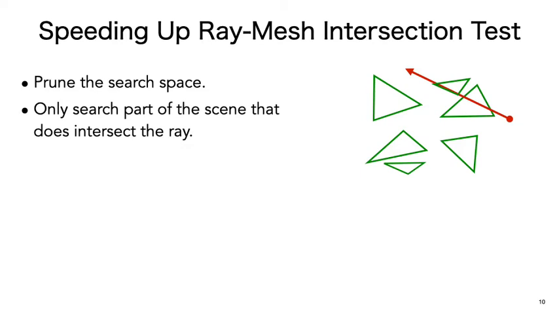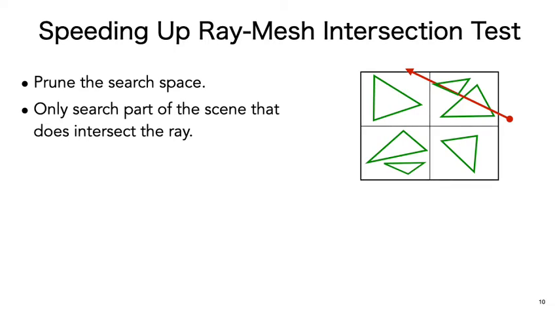People have been thinking about how to speed up ray mesh intersection test, and one of the most common ideas is to prune the search space. Essentially, can we search only part of the scene that does intersect the ray? For instance, we can divide the space into different subspaces, and if a ray does not intersect a subspace, then we can safely skip all the triangles within the subspace. And the key question here is, how do we actually partition the space?